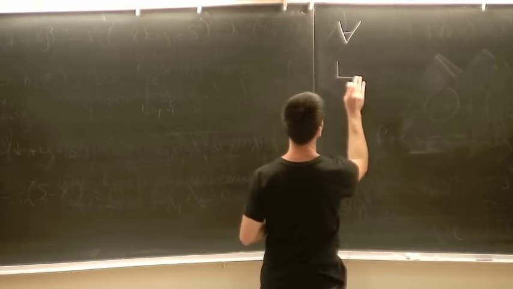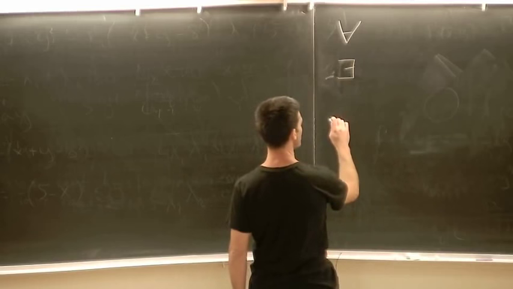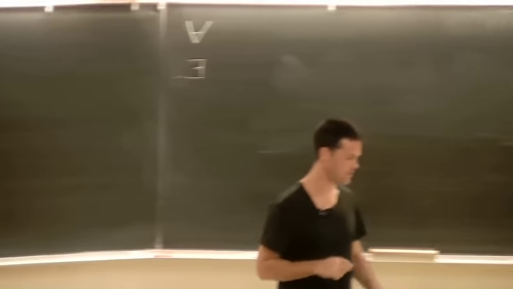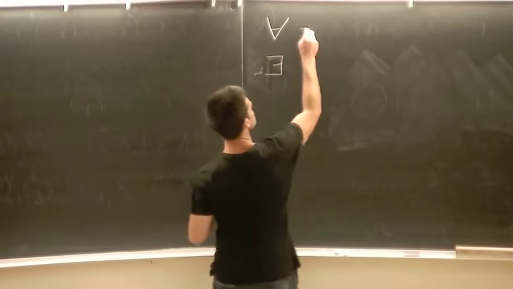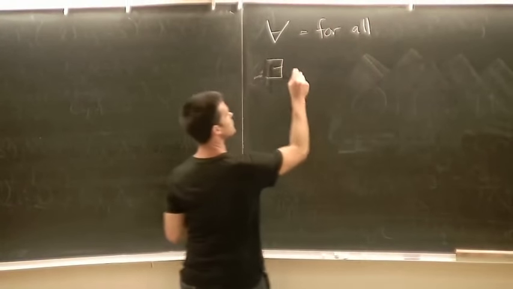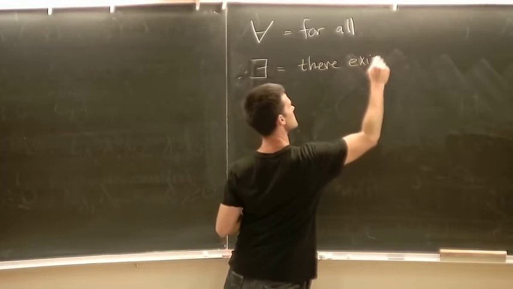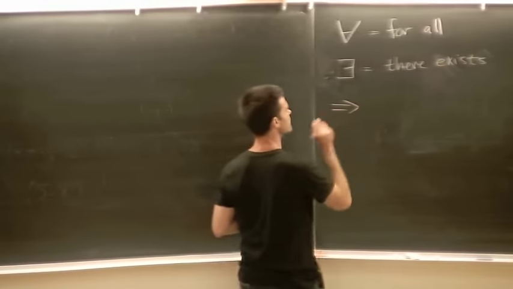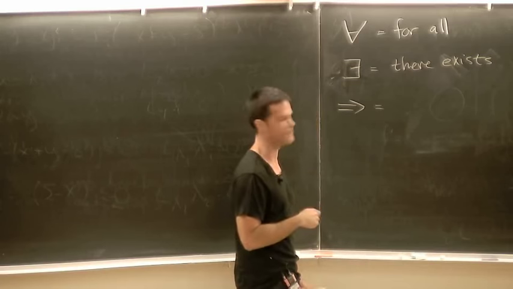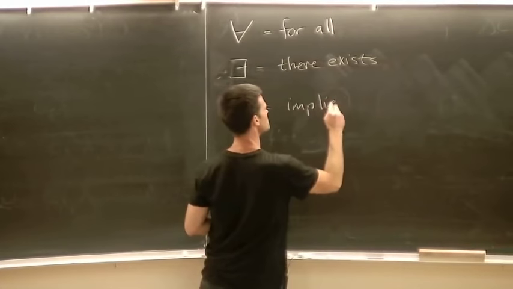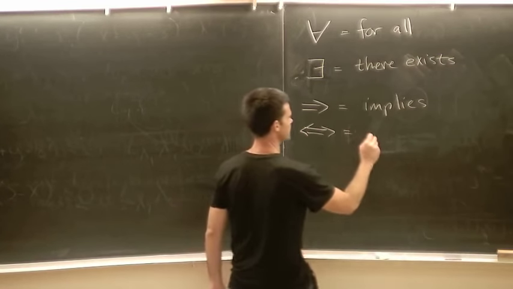Here's a few symbols you should know. What's the upside down A? For all. The backwards E? There exists. How about the forward double arrow? What's this one? Implies. What if the arrow is both going forward and backwards? That is equivalent to.